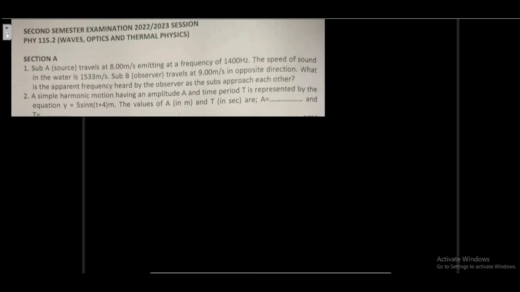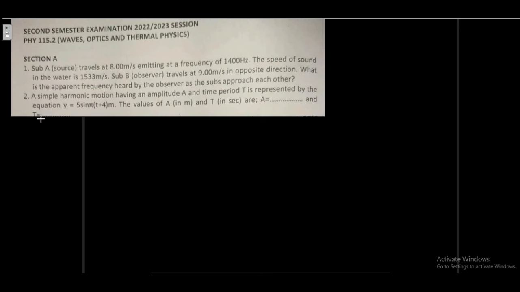The speed of sound in the water is 1533 meters per second. So B, being the observer, travels at 9 meters per second in the opposite direction. What is the apparent frequency heard by the observer as the subs approach each other? So this is a question on Doppler effects.